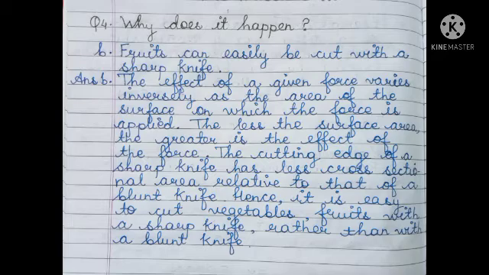So, students, the effect of a given force varies inversely as the area of the surface on which the force is applied. If there is less surface area, greater is the effect of the force. So, the cutting edge of a sharp knife has less cross-sectional area. Due to the less cross-sectional area, it applies greater force on the vegetables and fruits. So, it is easy to cut vegetables with a sharp knife rather than with a blunt knife.